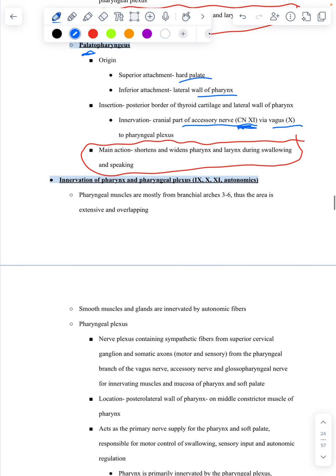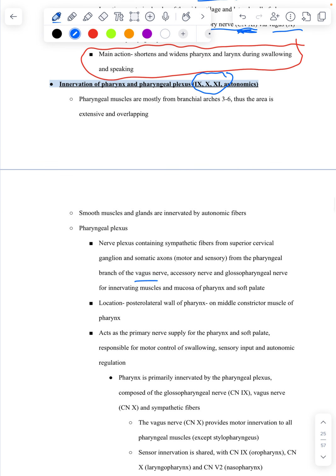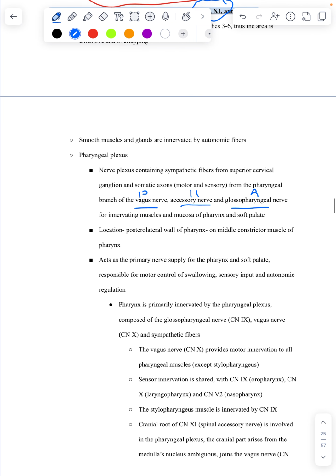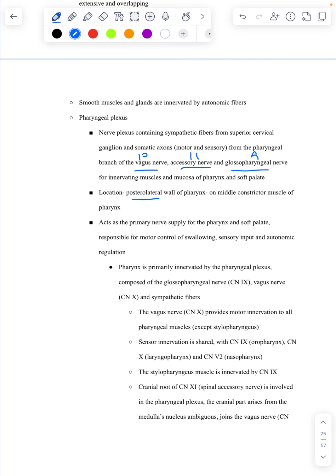So innervation of the pharynx is the pharyngeal plexus, which gets 9, 10, 11, and the autonomics. So we get a branch of the vagus nerve, 10, spinal accessory, 11, and glossopharyngeal, 9. It's on the posterior lateral wall of the pharynx, on the middle constrictor muscle, that's your pharyngeal plexus. It also acts as the primary nerve supply for the pharynx and the soft palate. It's responsible for motor control, so something that's motor would be like swallowing. Then also some sensory and autonomic stuff.